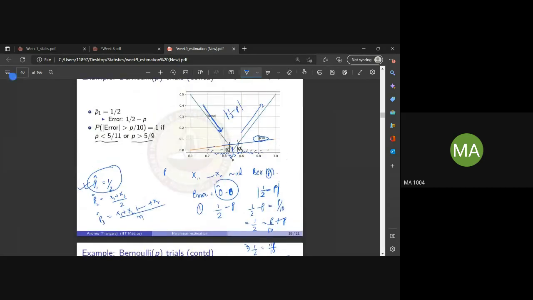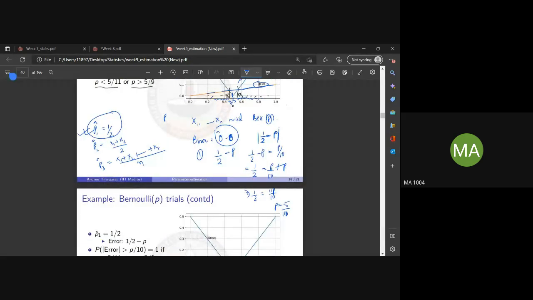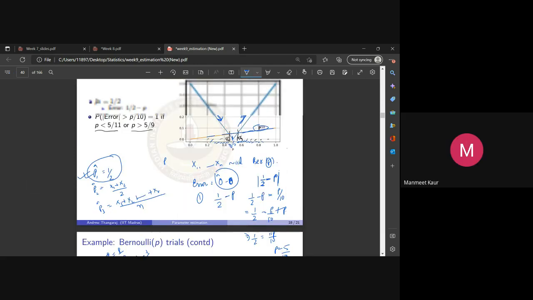Now for the 5 by 9, this is coming from this line and this P by 10. The mod of 1 by 2 minus P is nothing but minus of 1 by 2 plus P, and you are intersecting this with P by 10. So you will get P minus P by 10 equal 1 by 2, that is 9P by 10 equal 1 by 2, and from there you get P equal 5 by 9. Got it, ma'am. Thanks.